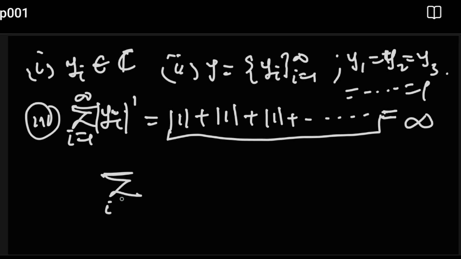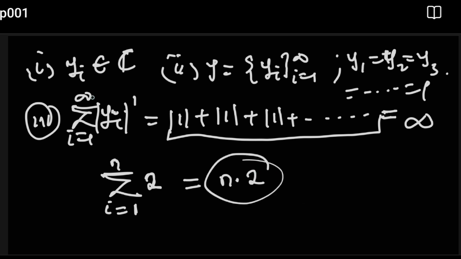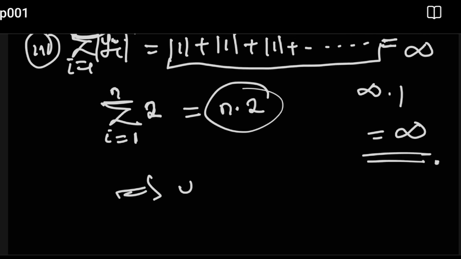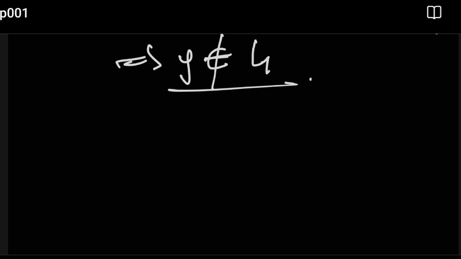Remember, let me tell you something: when you have a constant, let's say 2, summed n times, this is the same thing as n times 2. That is, you are summing n numbers of 2. So you have 2 plus 2 plus 2 plus 2 plus 2 plus 2, n times. So that is n times 2. In the same way, this is infinity times 1, which is infinity. You can think of it that way. So it cannot be finite. So this implies that y is not in L1. So we have that.